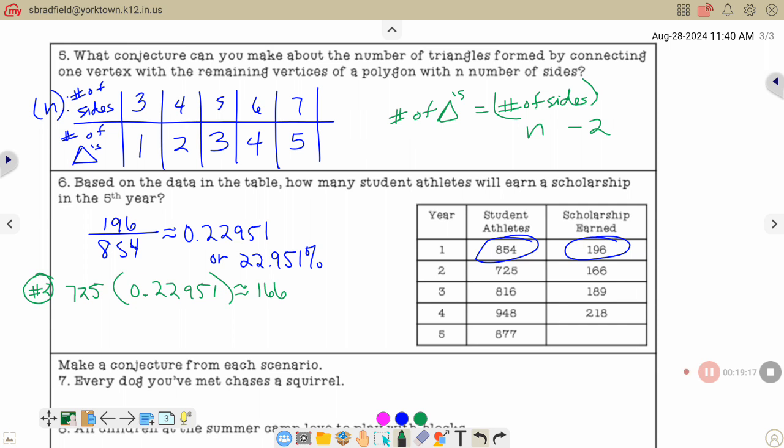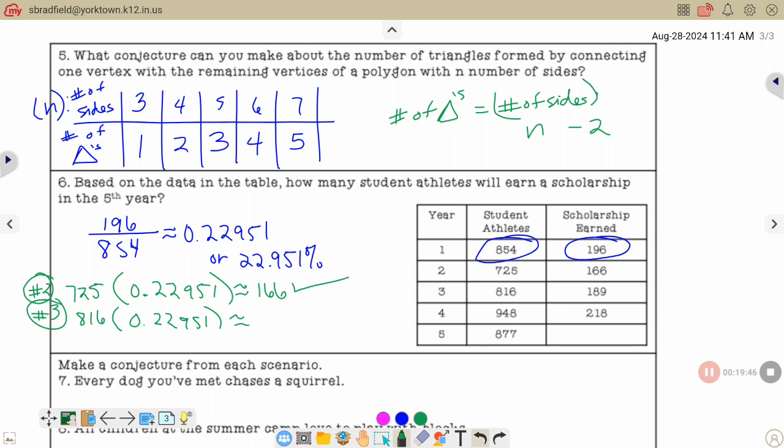Does that check with what we got in our table? Yes. All right. How about number 3? Let's try number 3. This time the number of student athletes was 816. We're still going to use our 0.22951 from our original piece of data and see if it gives us about 189.